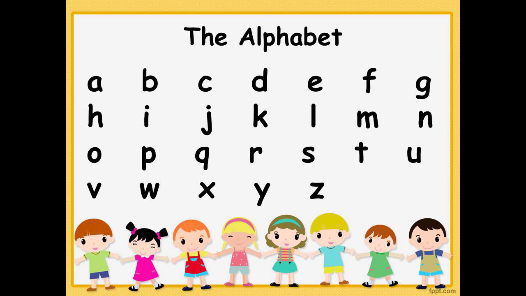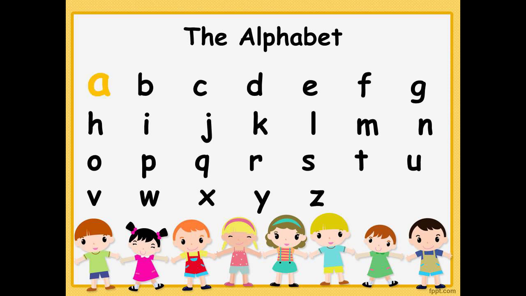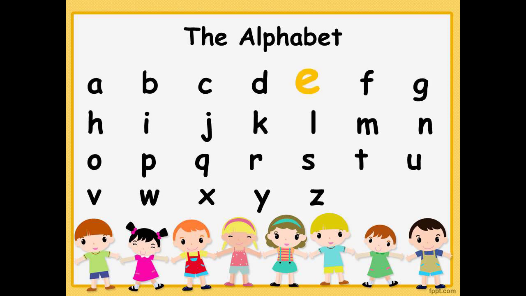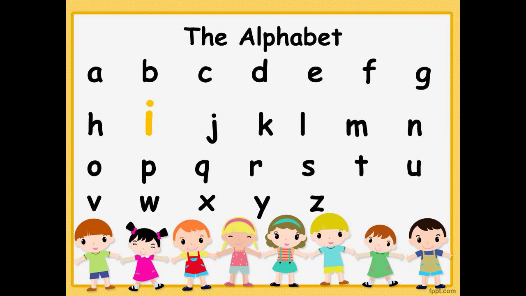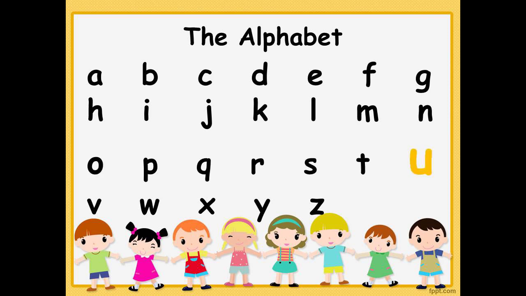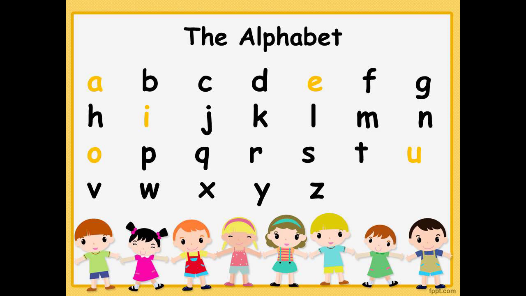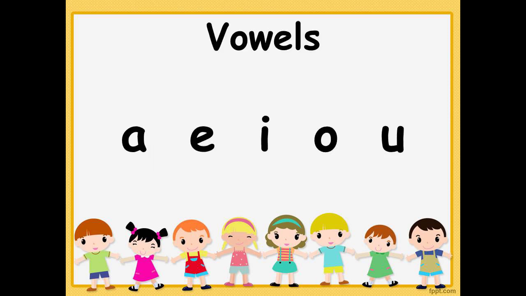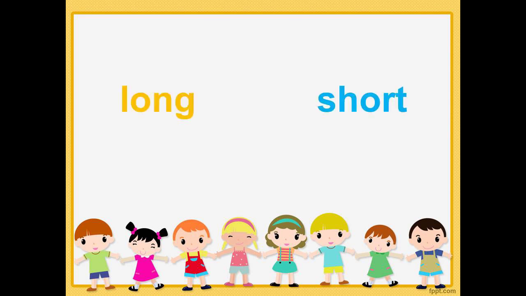So here is the alphabet, and from this alphabet, we can identify the vowels as A, E, I, O, and U. Those are the vowels. A, E, I, O, U. The vowels have long and short sound.